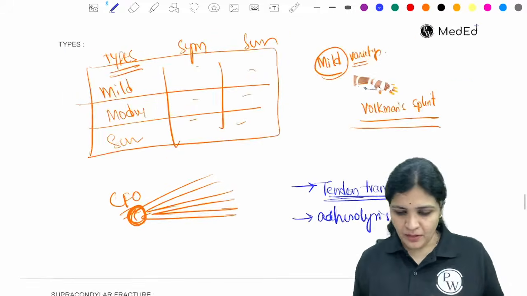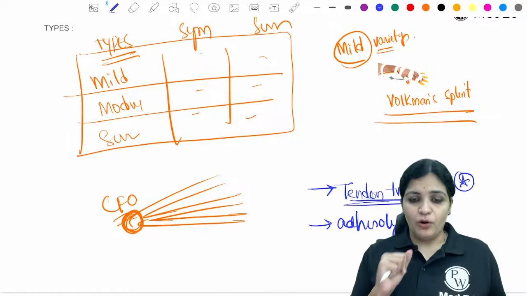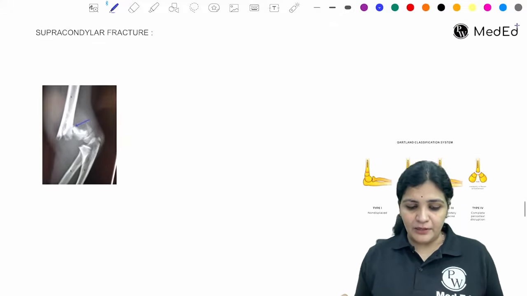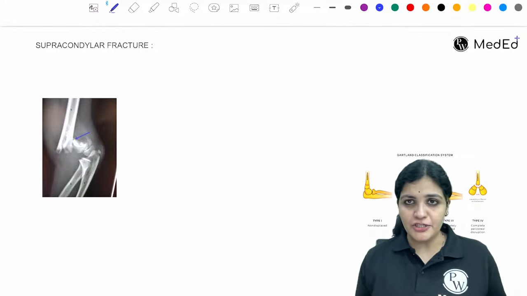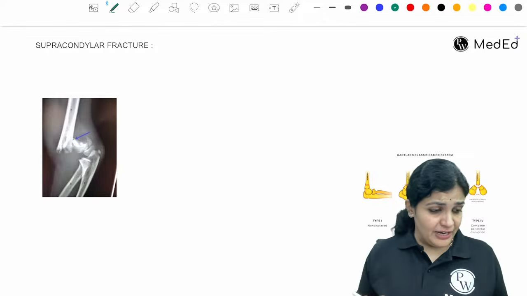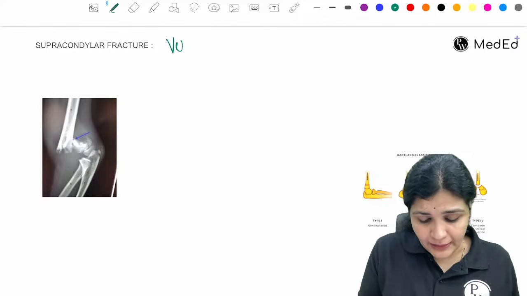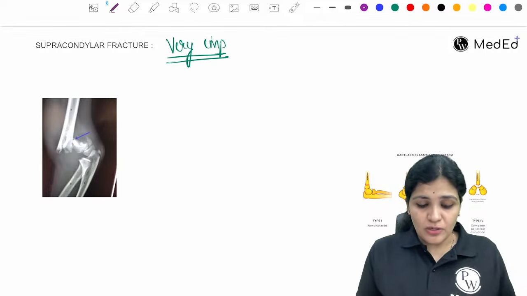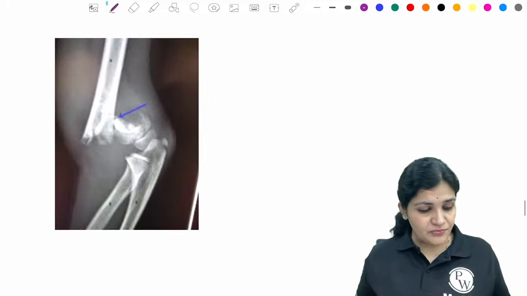Yes, good. So that is about your Volkmann's ischemic contracture. So now we have completed the complications, and then a little bit we will learn about the supracondylar fractures, right? So coming to the supracondylar fractures, this is very, very important, and it is very important in case of your pediatric fractures. So in supracondylar fracture, so now what is this fracture?